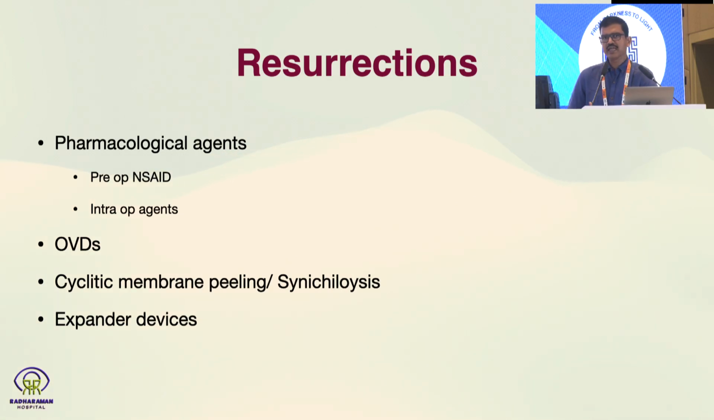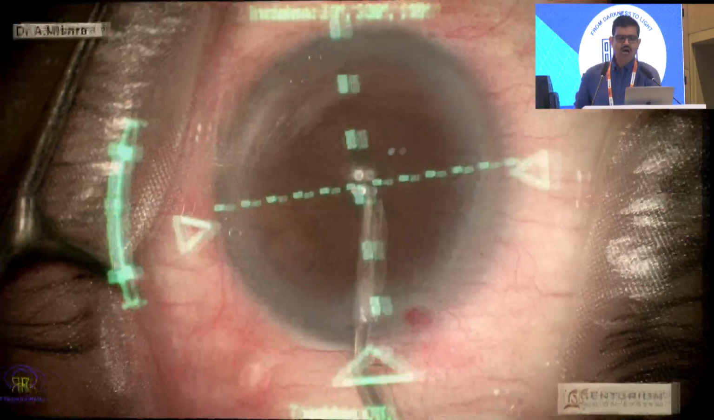Intraoperative agents like the phenocaine that has come up recently can, but very limitedly so, particularly in the setting of a rigid pupil. Superviscous OVDs can mechanically dilate the pupil. Of course, it stays for a very short while and gets washed off in a bolus once you go in with the aspiration on. Expander devices, there are many, we'll take a closer look at them in a while. And of course, cyclitic membrane, if it is there on the pupil, it has to be peeled off. So let's see how that works first.